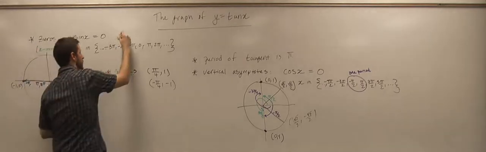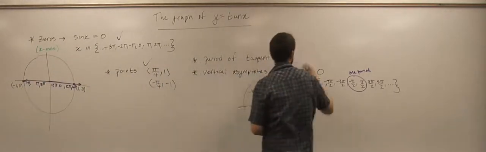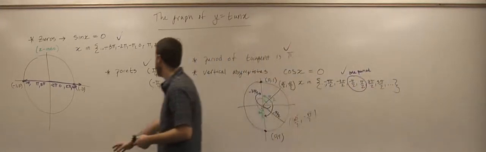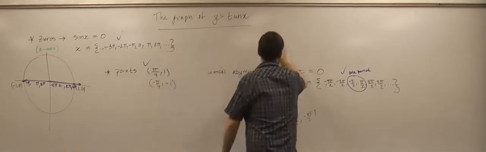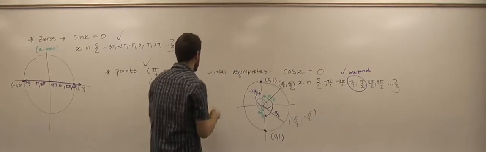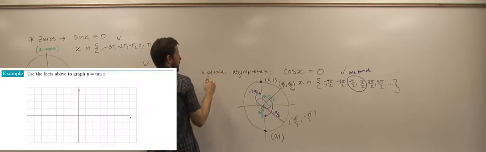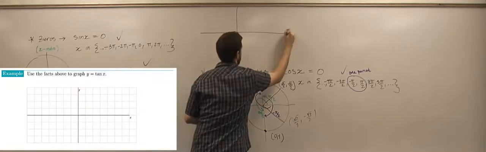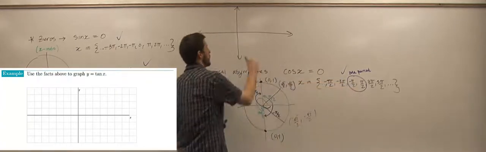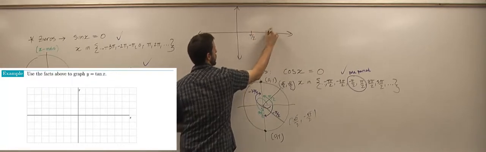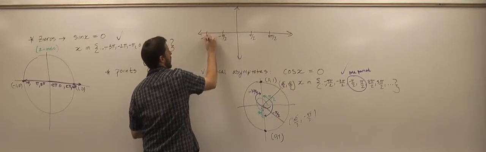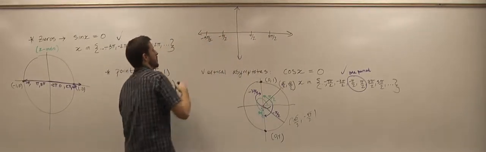So with these 4 facts, I can get a decent graph of tangent. So let me toss it up here. So the graph of tangent has vertical asymptotes at odd multiples of pi over 2. So let me put those on there. Pi over 2, 3 pi over 2, etc. Negative pi over 2, negative 3 pi over 2. Vertical asymptotes, so I'll put in lines.